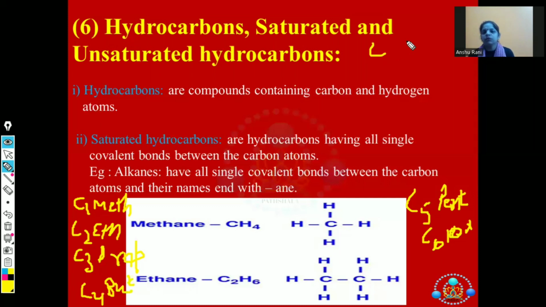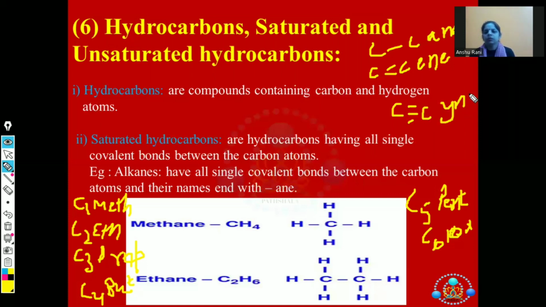For a carbon-carbon single bond, we will write ane. For a carbon-carbon double bond, it is ene. For a carbon-carbon triple bond, it's yne. Now see, you have a carbon-carbon single bond, right? For one carbon, we will write meth, and for single bond, we will write ane. So its name is meth plus ane, methane. For two carbon atoms, we write the word root as eth, and the primary suffix is ane. It's eth plus ane, ethane, like that.